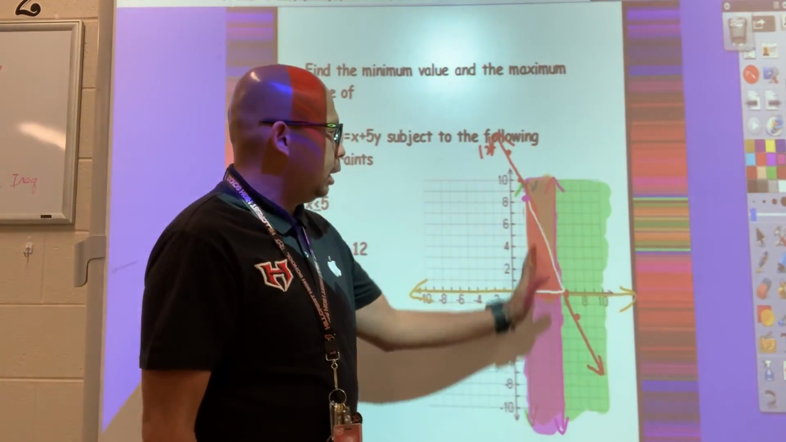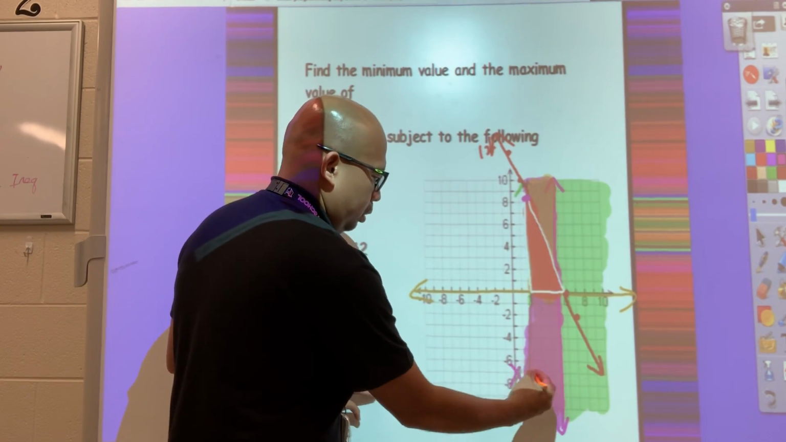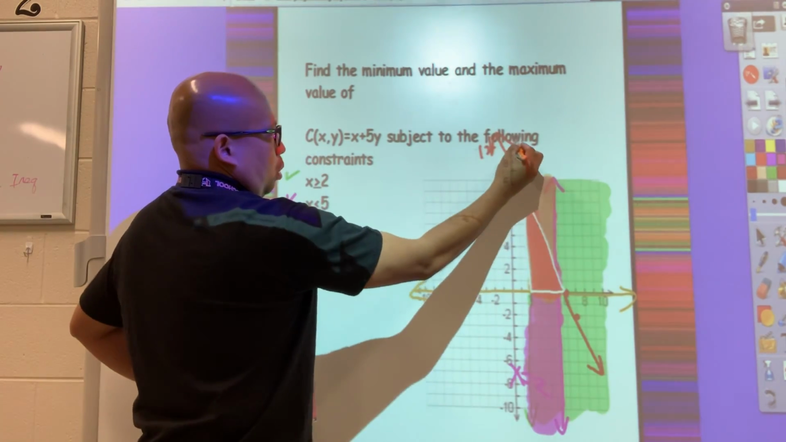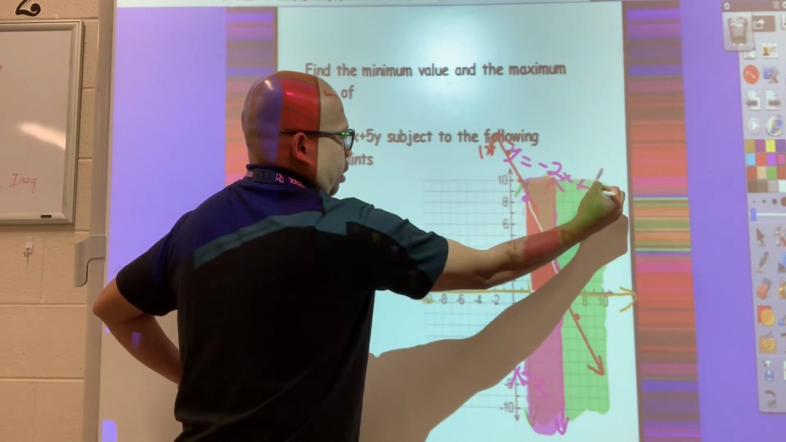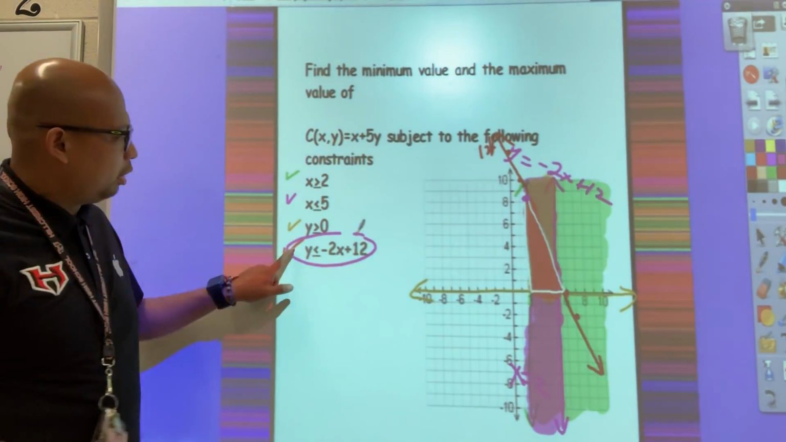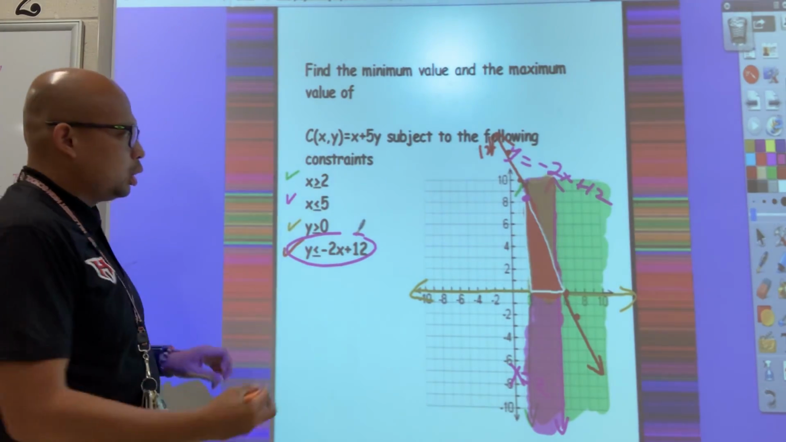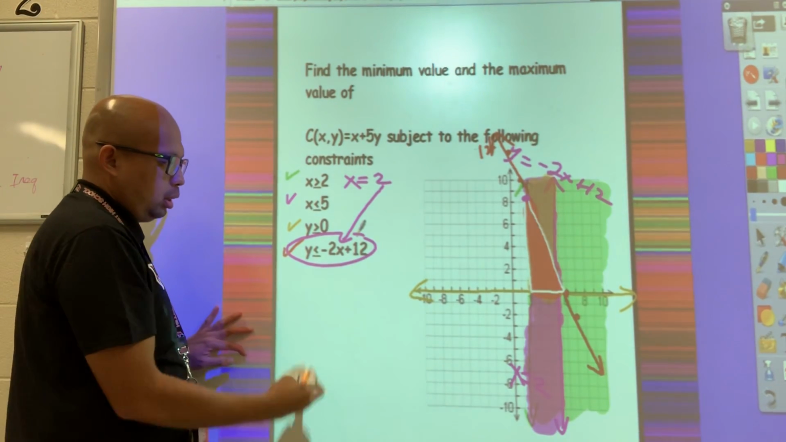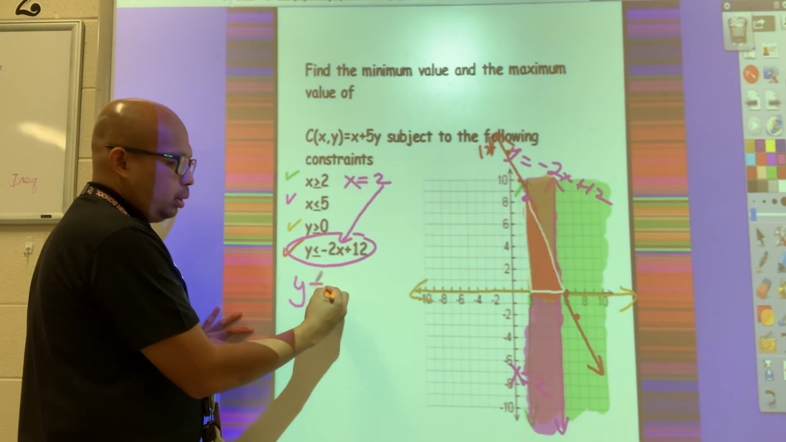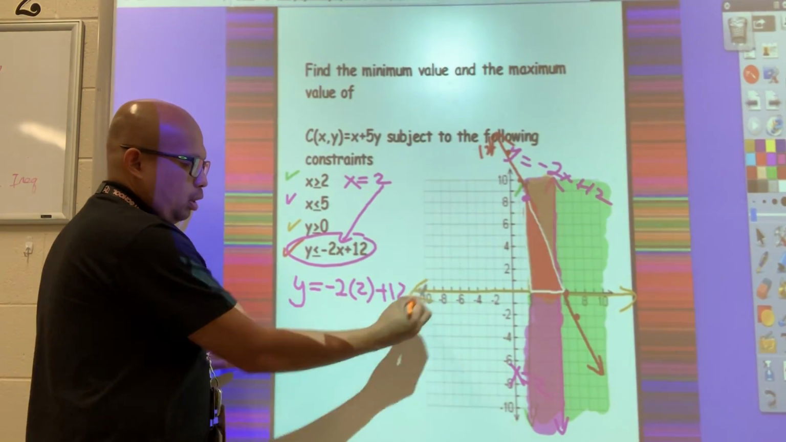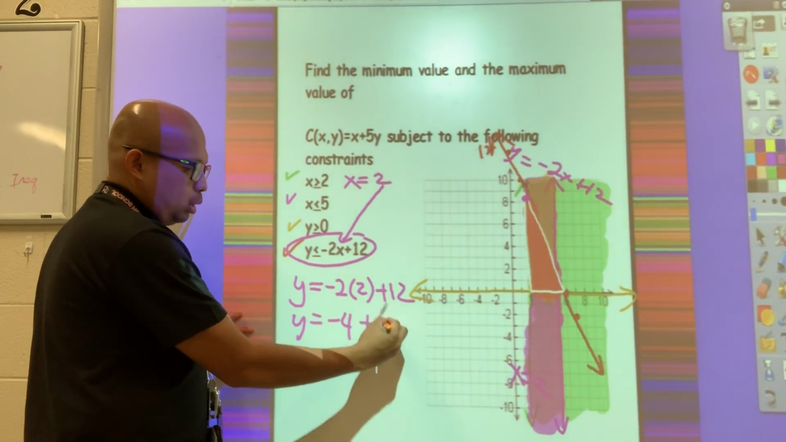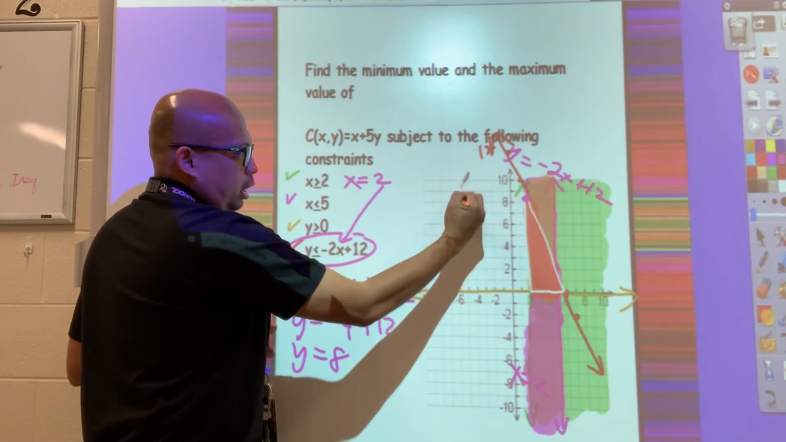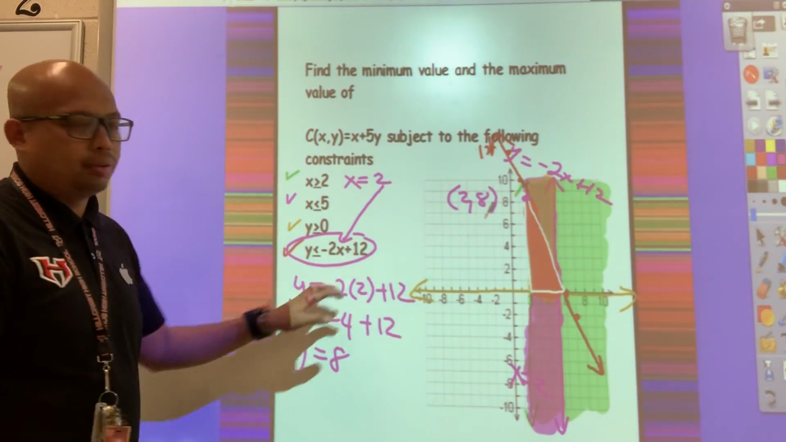This line here is x equals 2, and this line here is y equals negative 2x plus 12. This is the intersection of the red and the green. If this one is x equals 2, you plug in the 2 on this equation. So y is equal to negative 2 times 2 plus 12, which gives y equals negative 4 plus 12. Therefore, y is equal to 8. So the point of intersection right here is (2, 8). That is your first vertex.